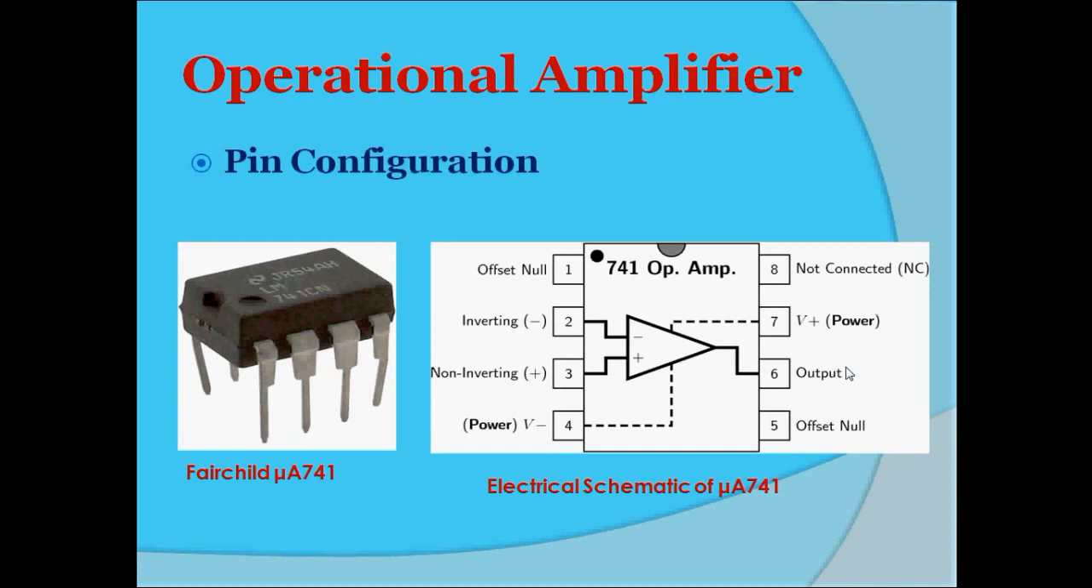Pin number 1 and 5 are used for offset minimizing, so the offset voltage will be minimized with the help of pin number 1 and 5. There are 2 input pins, pin number 2 and pin number 3, and output is collected at one output pin, that is pin number 6. The op-amp has a dual supply, plus VCC and minus VEE. Plus VCC is given to pin 7 and minus VEE power supply is given to pin number 4.